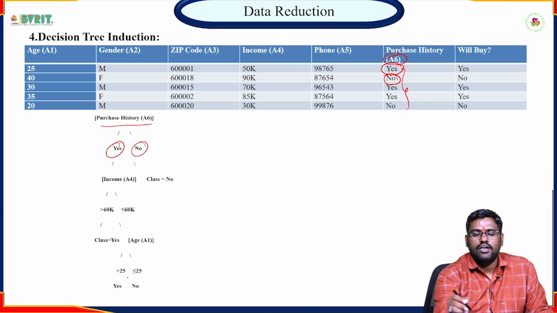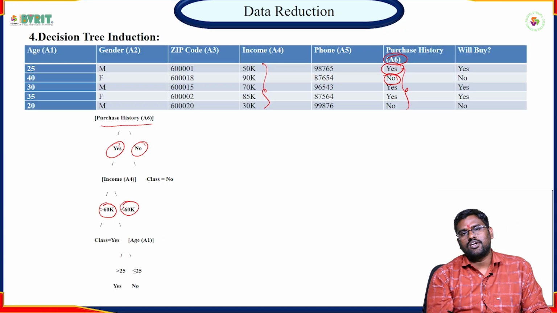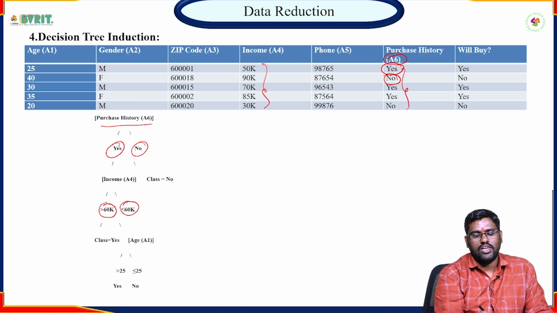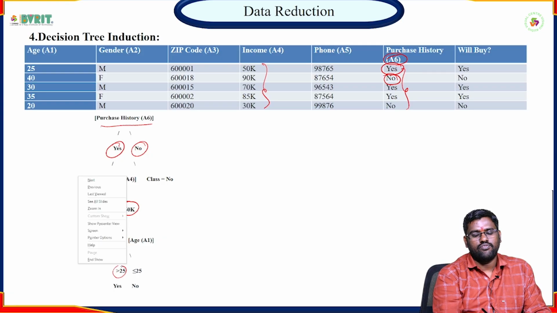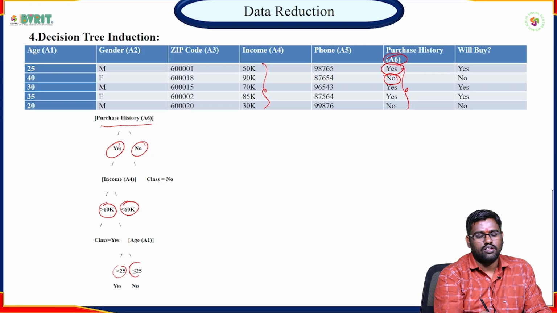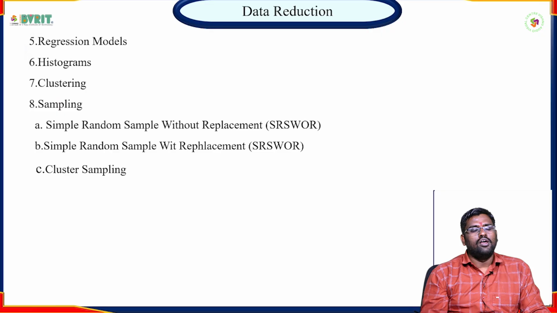Actually, here we have different types of incomes. That's why we are taking the values greater than 60,000 and less than or equal to 60,000. The highest value belongs to yes, and lesser values belong to AG1. And then that will go to greater than 25, and less than 25 belongs to this one. Highest values are in the success case, and lowest values are in the failure case.